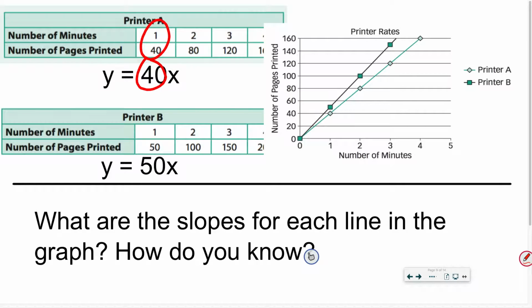Let's say I forgot that the unit rate is the slope, and I needed to look at the graph and figure out the slope for printer A. Go ahead. When I do the rise over run, even with the second one, even though it was 80 to 2, when I simplify it, it goes back to 40 over 1. So that's a really good point.